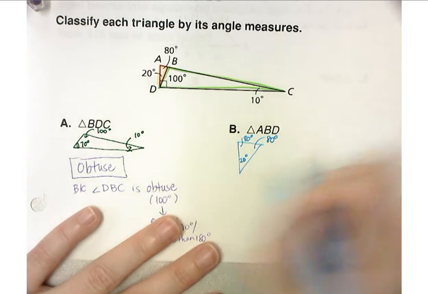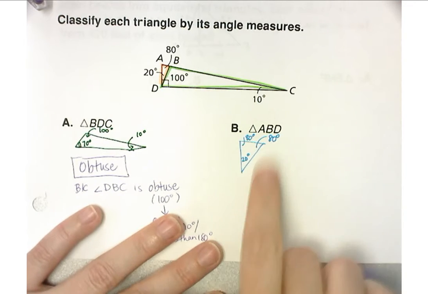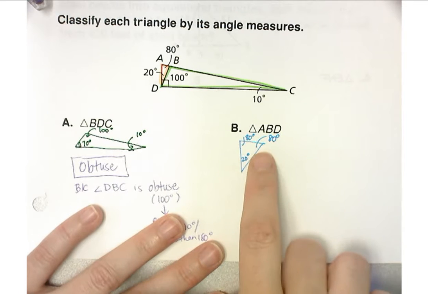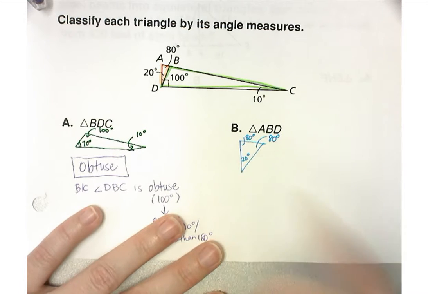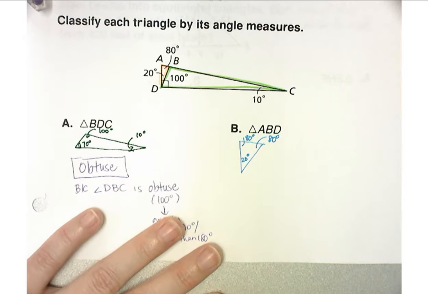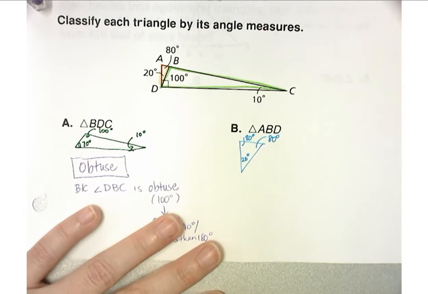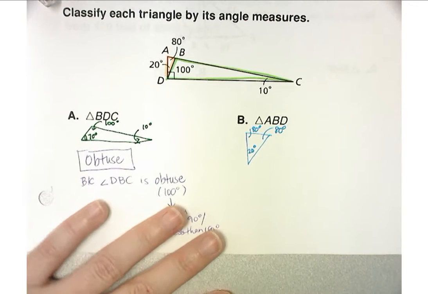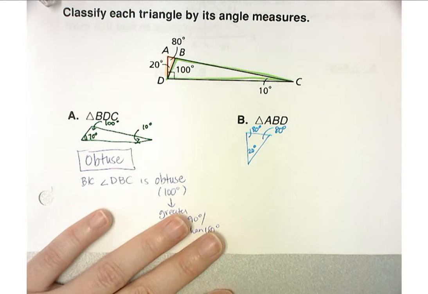You could also, if you know these two angles, right? If you know what these two angles are, you know the third one has to make it so that it's 180. So 80 plus 20 is 100. 180 minus 100 would be 80. Okay, so then Rhea, what type of triangle is this going to be?